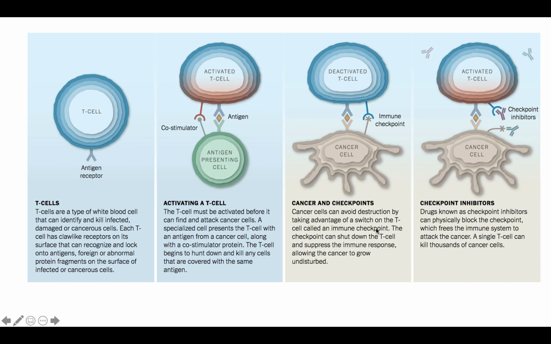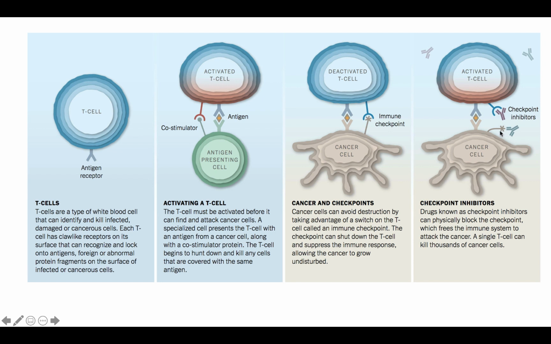So what does the cancer cell do? The cancer cell can avoid destruction by taking advantage of this co-stimulatory checkpoint and then shut down the T cell using something similar to what we said about CTLA4. It will deactivate the T cell. The T cell will not come and bind to it. Even if it binds to it, it will not do anything. So what is the therapy that we do? We will make an antibody that binds this and prevents the cancer cell from inhibiting the T cell.